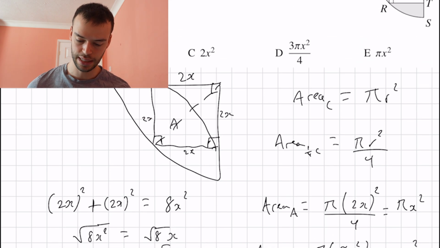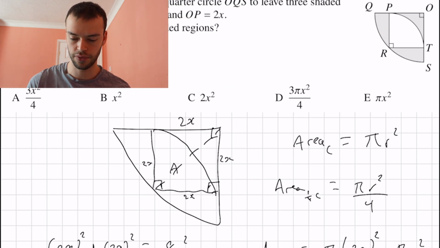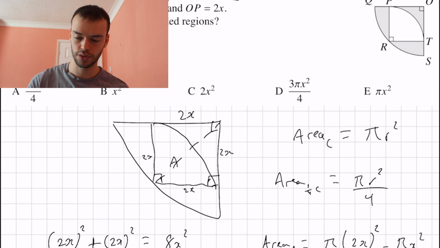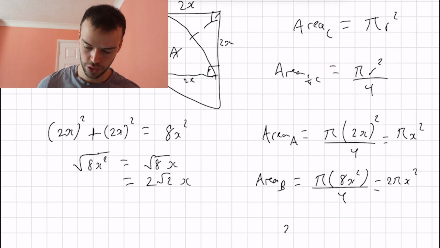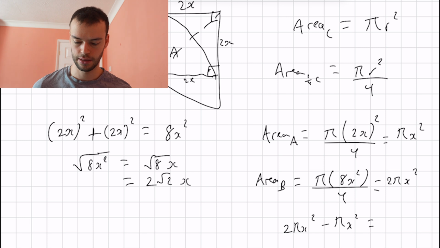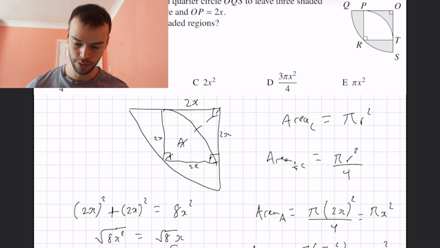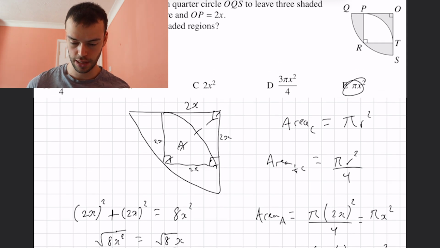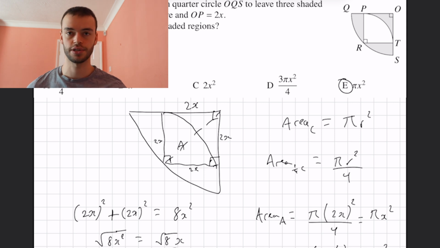Now what we have to do is subtract these areas from each other to get the area of the shaded region. So we need to do the big quarter circle minus the smaller quarter circle. We have 2 pi x squared minus pi x squared, and that just leaves us with pi x squared. Now, is that a value? Yes, that's one of the solutions here, pi x squared. So E is our answer, and we're done.